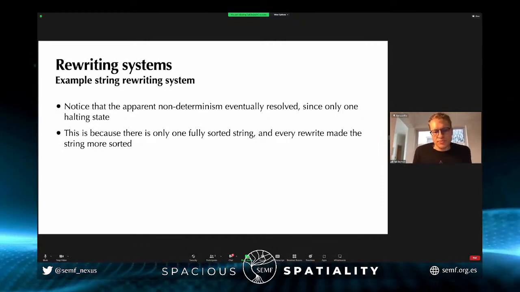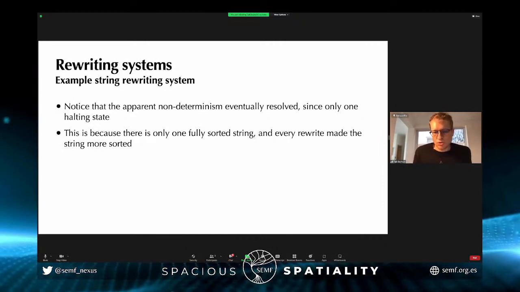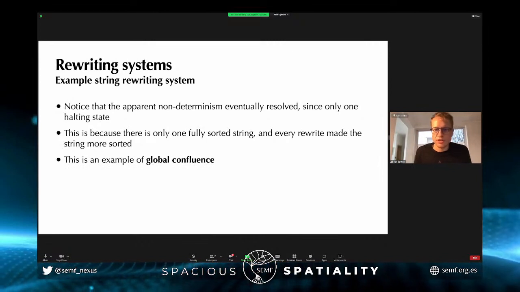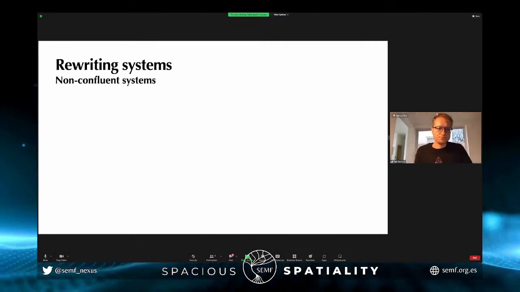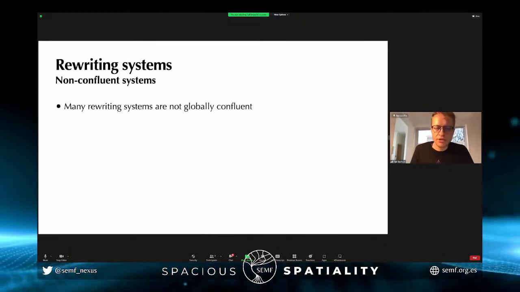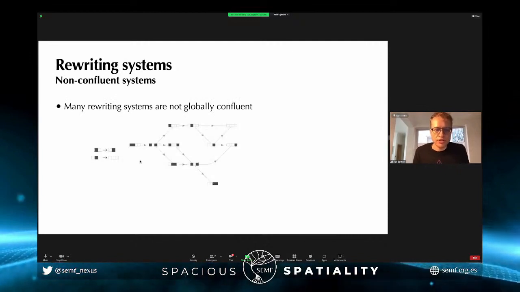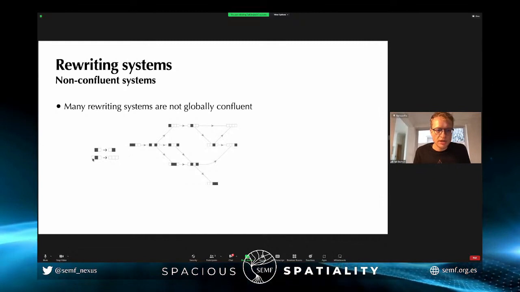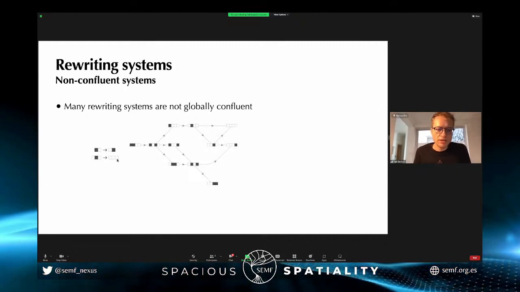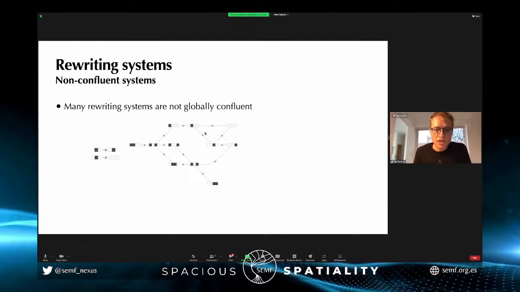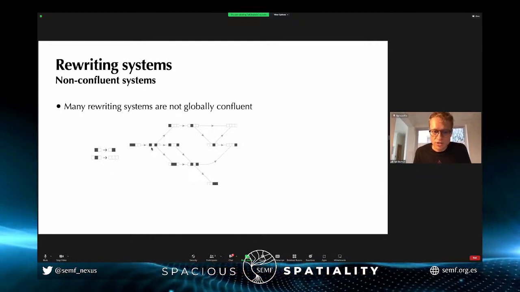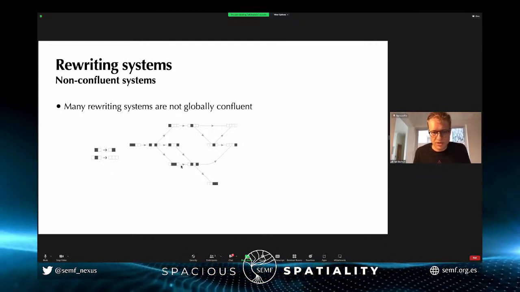That would be because there can only be one string in which all the white cells are to the left of all the black cells. So the term for that is global confluence. But you can have rewrite rules that are not confluent. Here's an example. We have two rules here. Black-white goes to white-black, and white-black-white goes to white-white-white. If we start with this initial condition, we can end up in two different places, depending on which of the arbitrary choices of which rewrites to do we made.